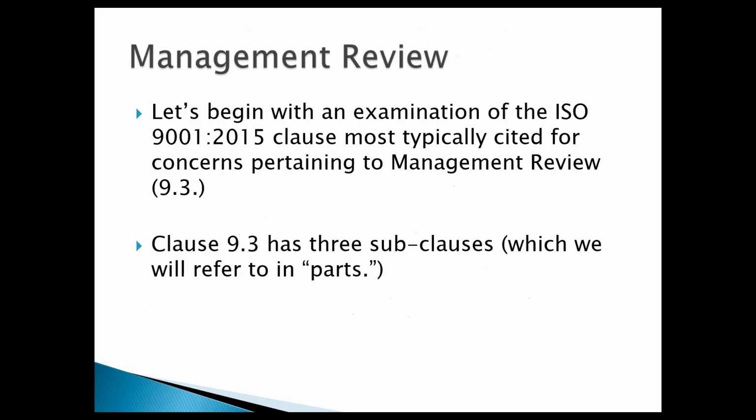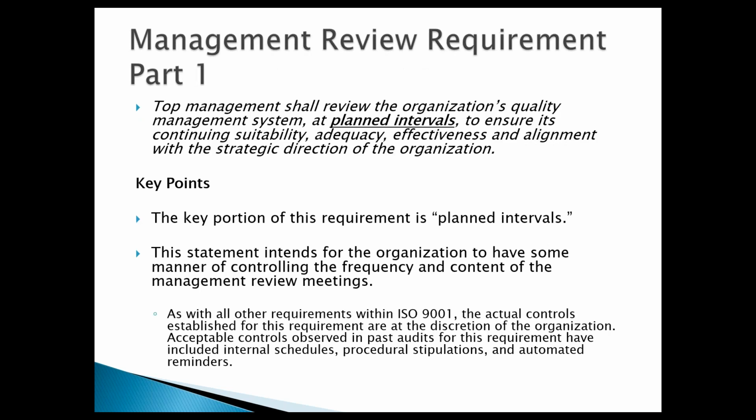So here we go. Let's start at the top. The number one most cited item is management review. Now, management review in ISO 9001:2015 is found in section 9.3. And 9.3 actually has three subclauses, what we're going to refer to here today as parts. So let's start with part one.